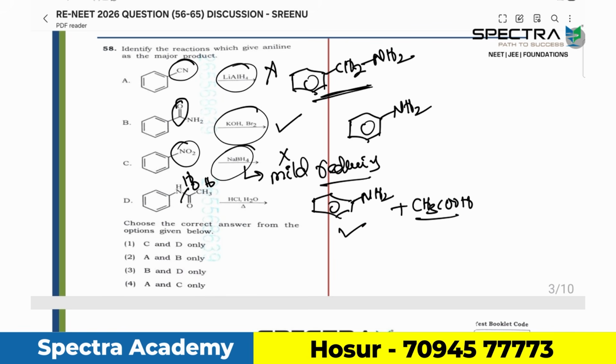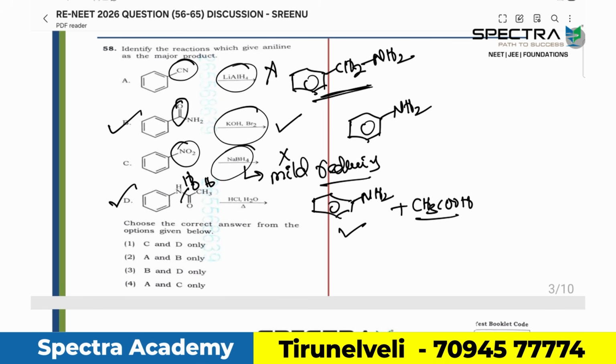So in this question there are two reactions giving aniline, that is B and D. We can check that option 3 has both the statements, B and D. So option 3 is correct.